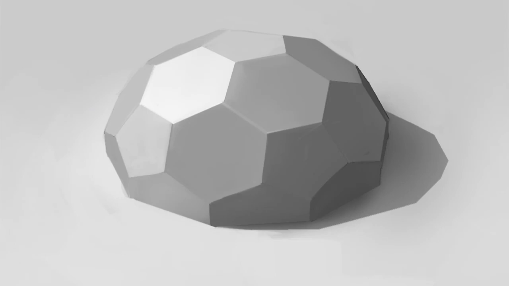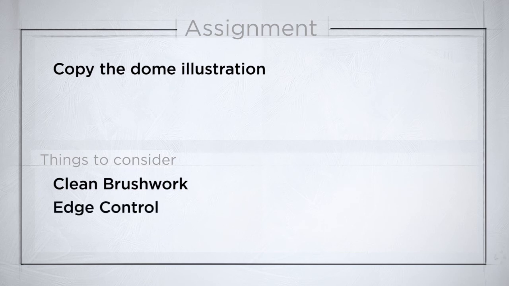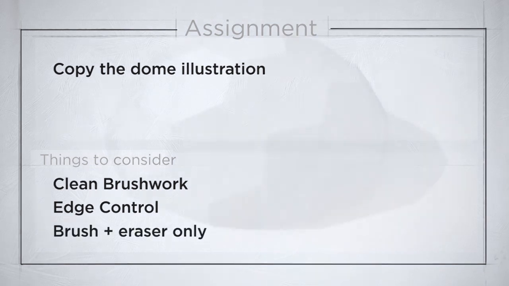So when you're done with this assignment, you should have a very clean image with no lines showing. And the things you want to think about are to have clean brushwork, no visible mark making. Another thing you're going to want to think about is the way that your two areas of value meet up. What is the edge quality? And for this drawing, it should be primarily sharp edges. And finally, just use the brush and the eraser tool. You're not going to need to use any other tools for this assignment.